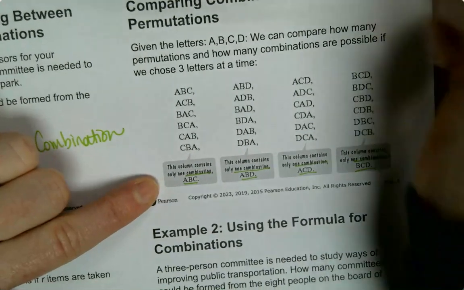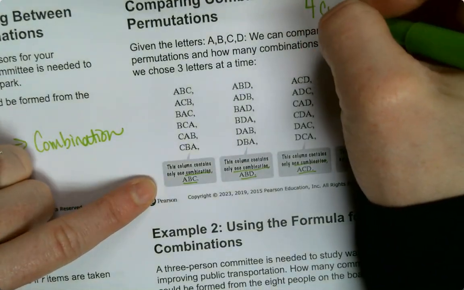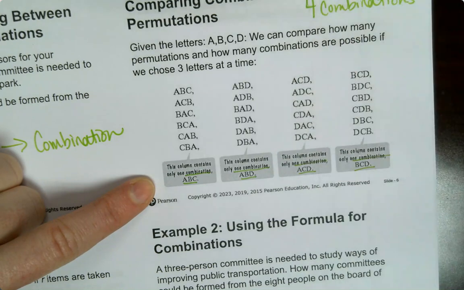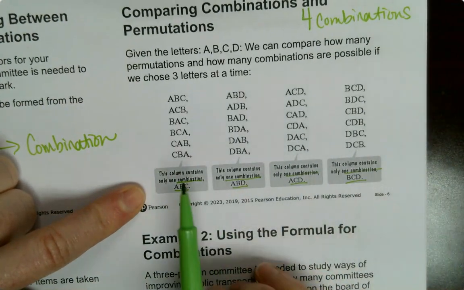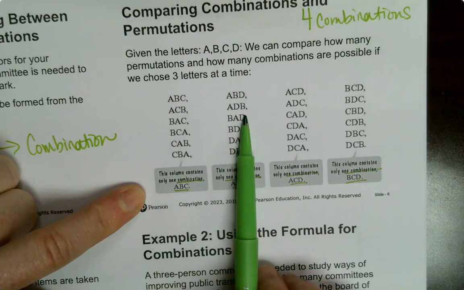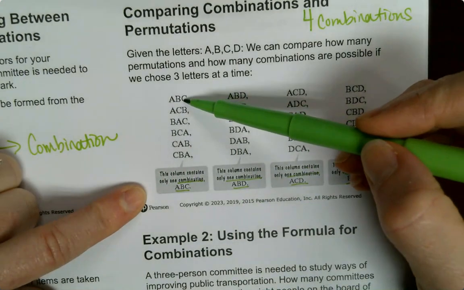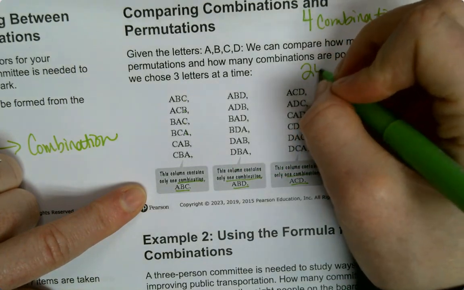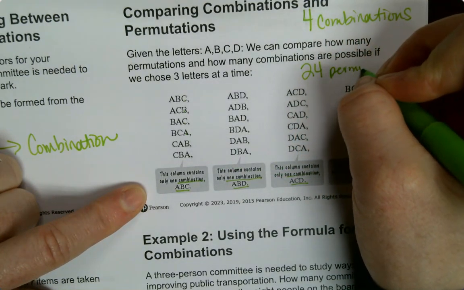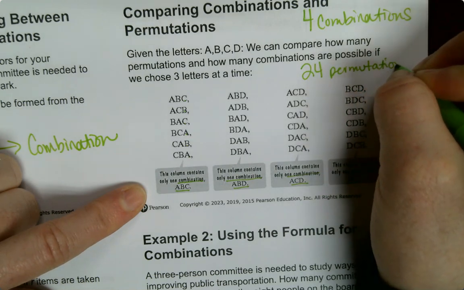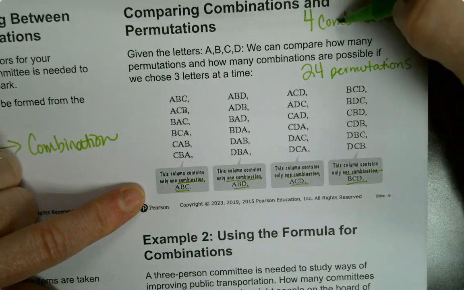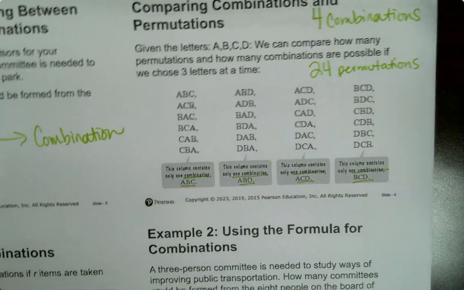So we only have 4 combinations, but permutations would be if order matters. We have 4 times 6, 24 permutations. So if order matters, then you're going to have more outcomes. If order doesn't matter, it's less outcomes.